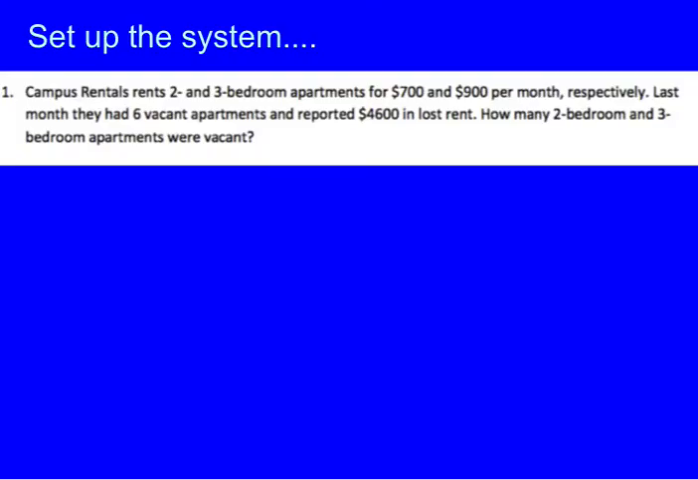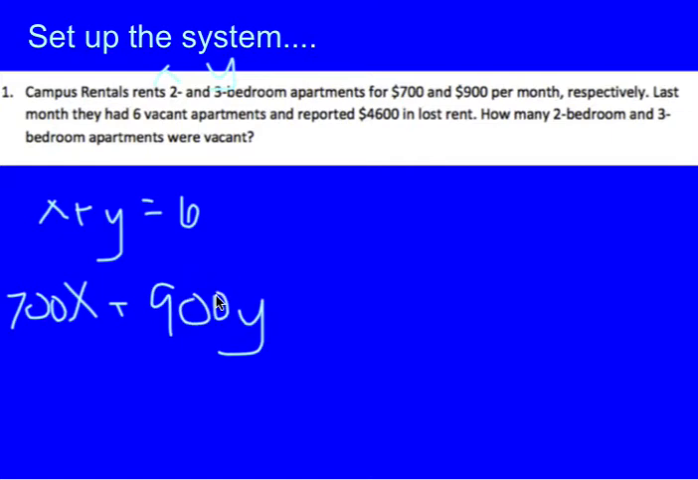Campus Rentals rents 2 and 3 bedroom apartments for $700 and $900 per month, respectively. Last month, they had 6 vacant apartments and reported $4,600 in lost rent. So I'm going to let X represent the number of 2-bedroom apartments and Y represent the number of 3-bedroom apartments. The number of vacant 2-bedroom apartments and 3-bedroom apartments adds up to 6 total vacant apartments. For every X 2-bedroom apartment that we have vacant, we're losing $700. For every Y 3-bedroom, we're losing $900. That's going to add up to $4,600 in lost revenue.